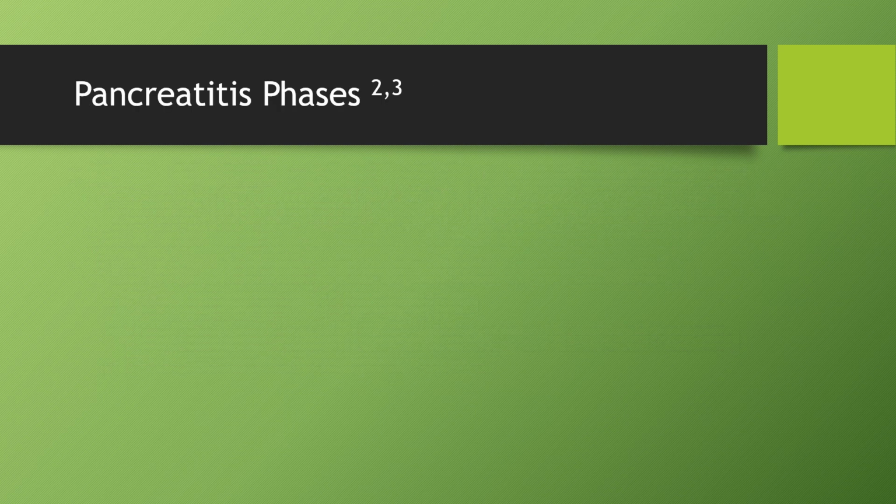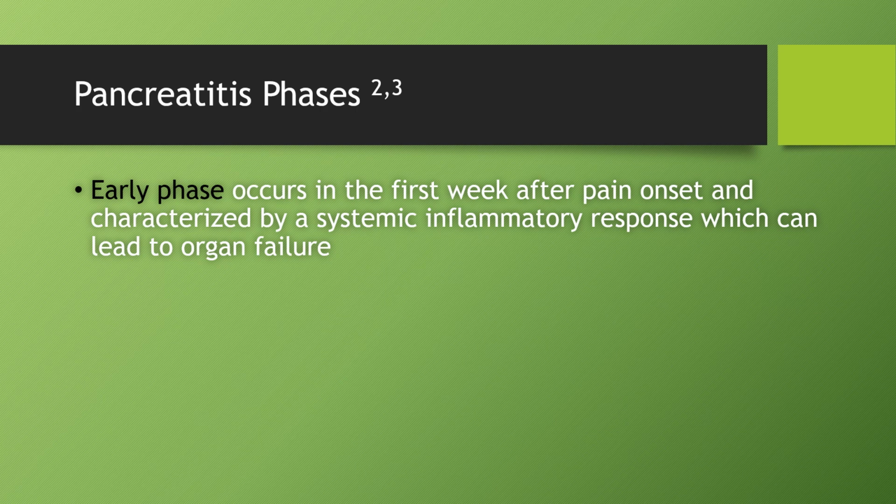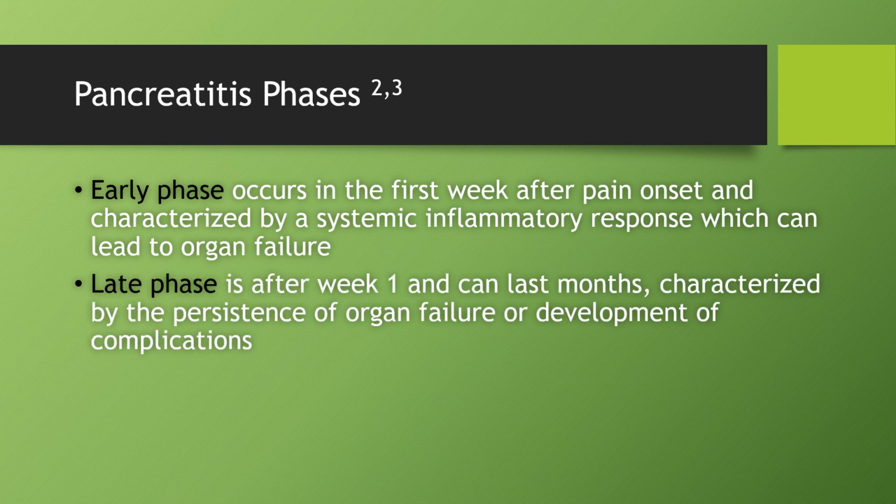So there are two pancreatitis phases. The early phase occurs in the first week after onset of pain, and it's characterized by a systemic inflammatory response, which can lead to organ failure. Late phase is described as 1 week later. It can last for months, and it's characterized by the persistence of organ failure or development of complications.